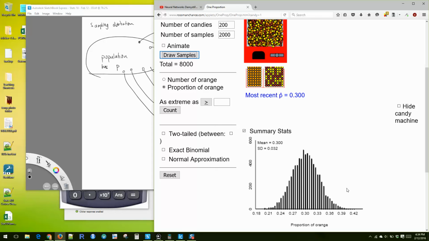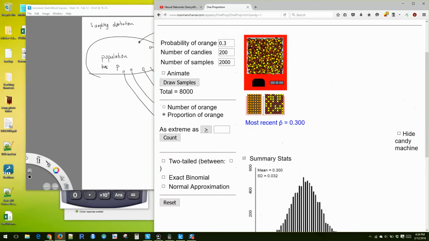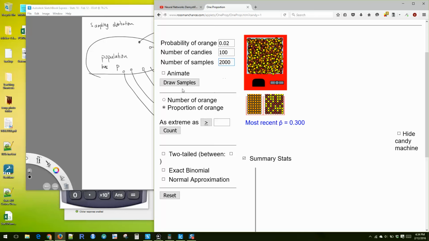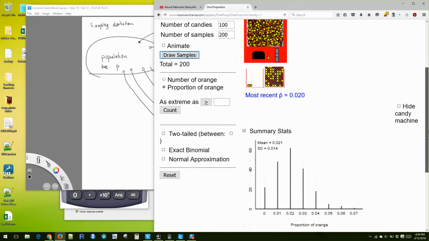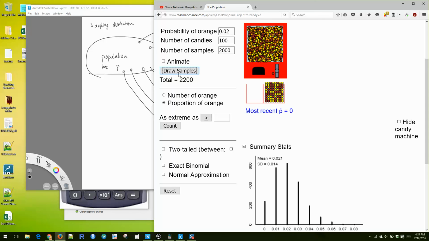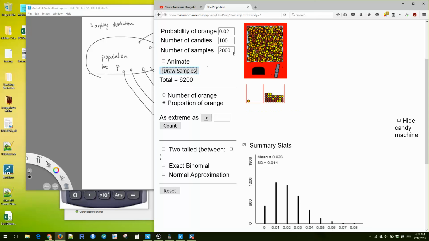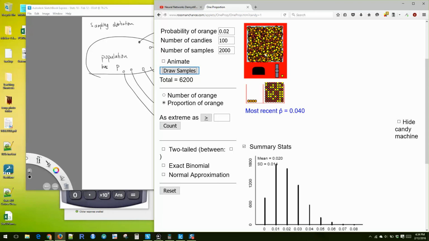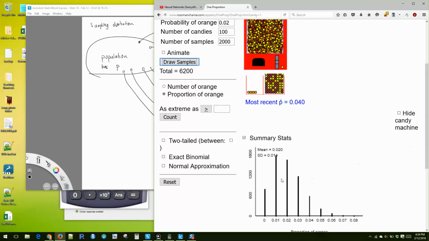Okay, there is one catch though, and I want to show you. So I'm going to reduce my proportion of orange to something like 2%. We'll just do 200 of these. In the vat, now only 2% are orange, and I'm drawing 100 pieces of candy. This thing doesn't really look like the normal distribution.